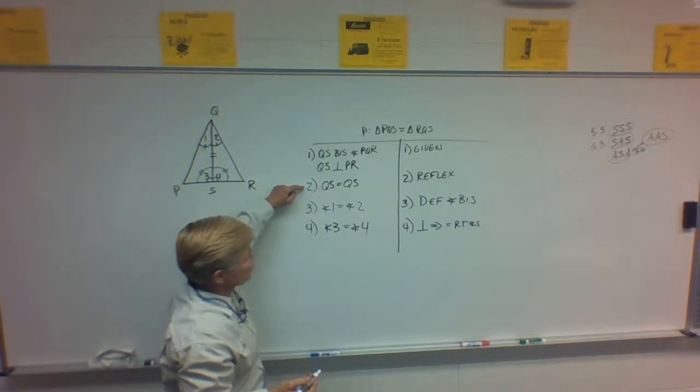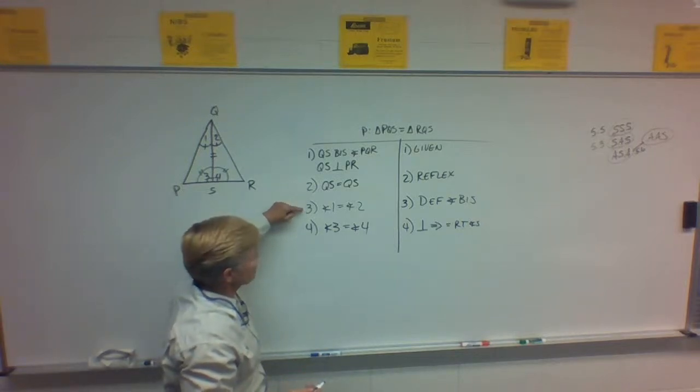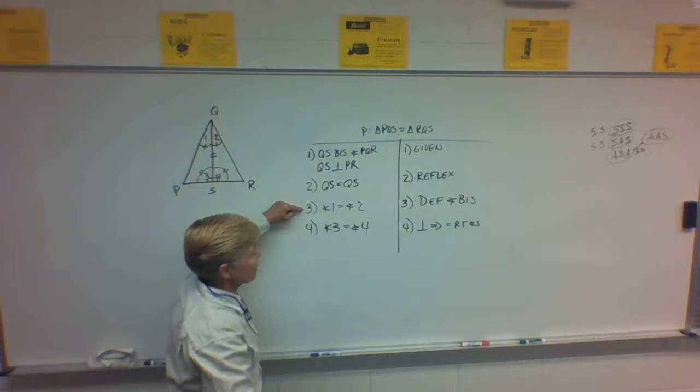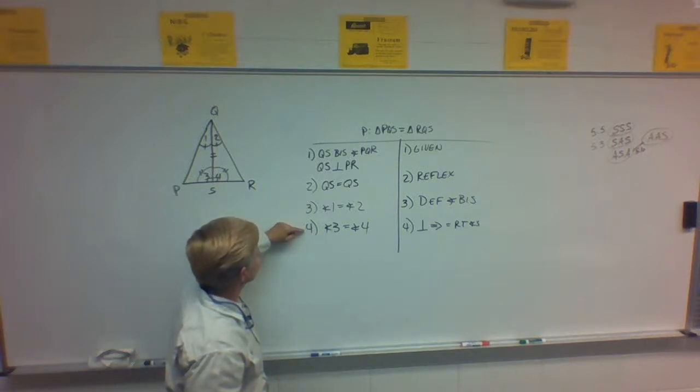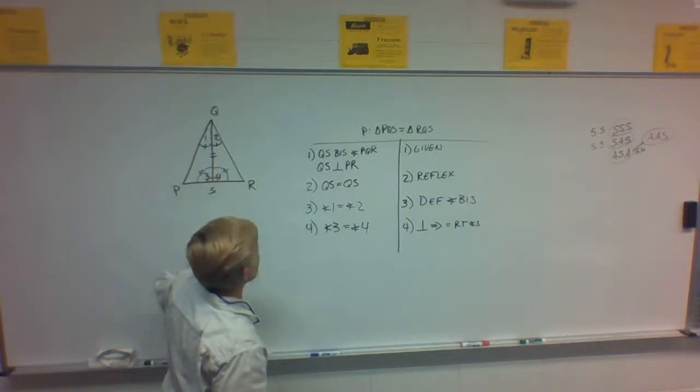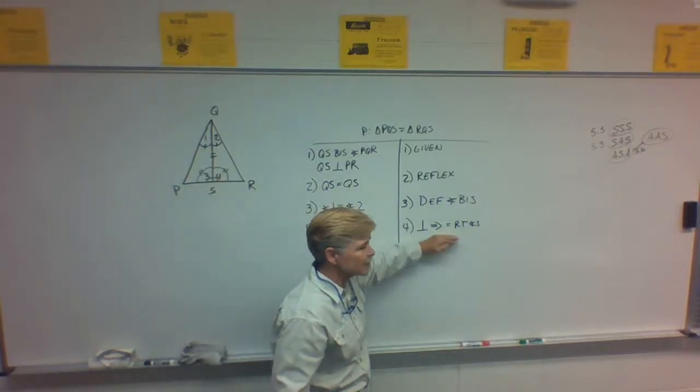So we got this by observing. We got this because an angle was cut in half, so the remaining angles, the two halves, are equal. Definition of angle bisector. And we got this because we had two lines which were perpendicular, which means the angles formed there are equal by this theorem, not by the definition of perpendicular.